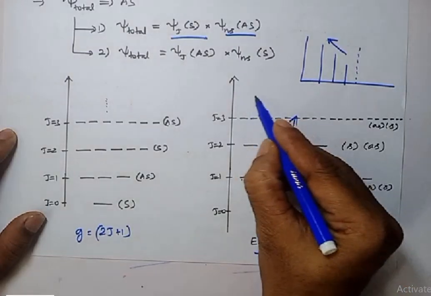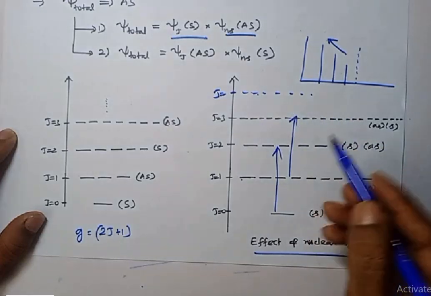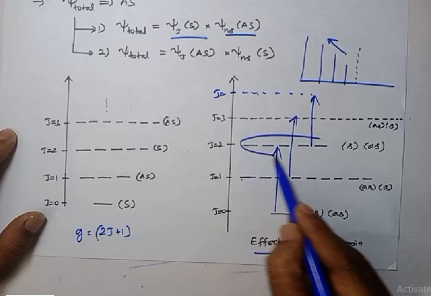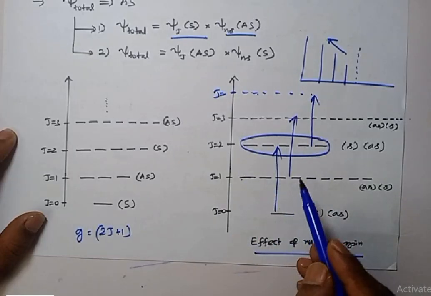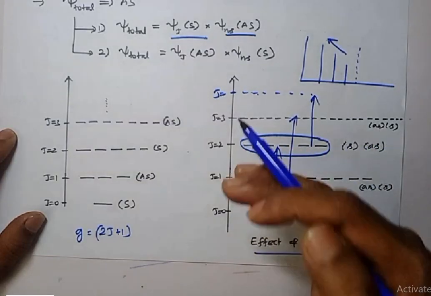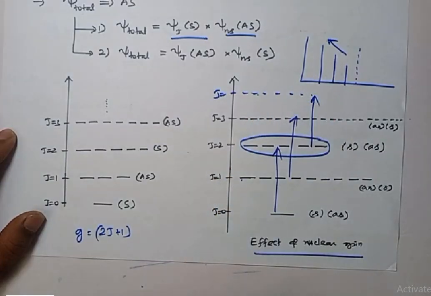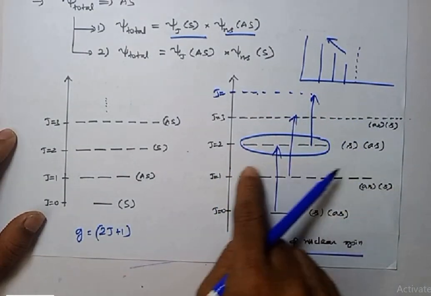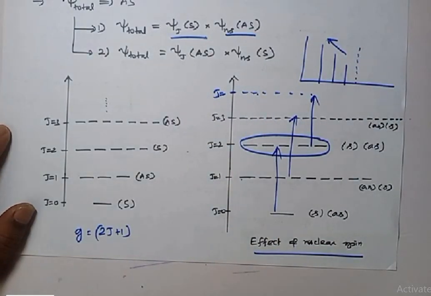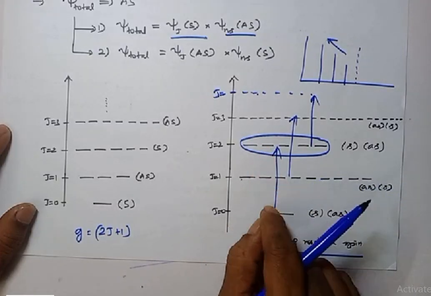Similarly I have the J equal to 4 level here, and some number of states will be there. 2 to 4 transition, see carefully, here I have only 5 states. So the 2 to 4 transition involves only 5 states in the ground level. So population is less, so intensity is less. Whereas for the 1 to 3 transition, here we have 9 states, so population is more, so intensity is more. So the 0 to 2 transition will appear with less intensity.